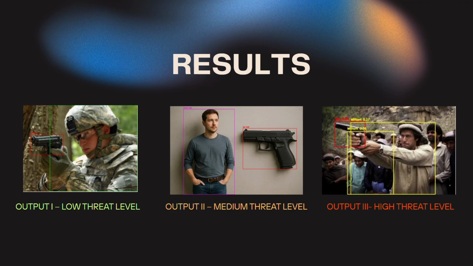So here I have an example of 3 images. The first one is signaled as a low threat, since we have an armed personnel who is holding the weapon. The second one is not an armed personnel, but we can see that he's not holding the weapon, so it's a medium threat level. And in output 3, a higher threat level is flagged, since we can see multiple people and they are not armed personnel and they're holding a weapon.